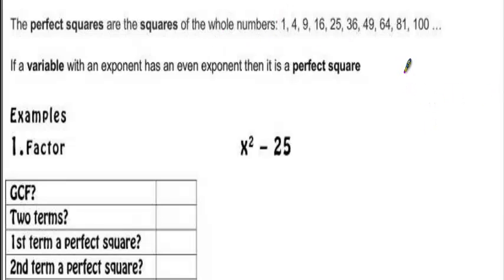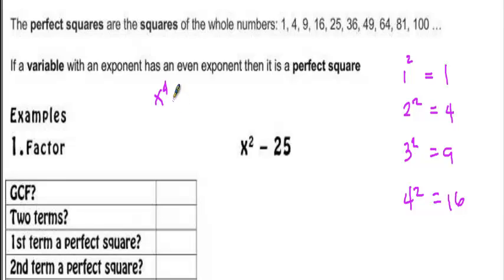So if we have 1, 2, 3, 4, for example, if you raise each of these whole numbers to 2, you will get 1, 4, 9, and 16. So these are your perfect squares. Now, for a variable to become a perfect square, the exponent should be an even exponent. For example, x raised to 4 is a perfect square variable, x raised to 8 is a perfect square variable, or any variable that has an even exponent.